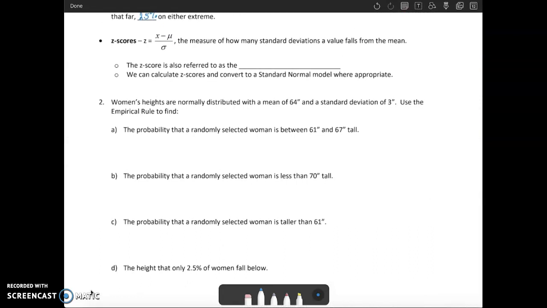Now, z-scores are calculated by taking the value that you observe minus the mean and then dividing that by the standard deviation. And all that tells you is how many standard deviations this value falls from the mean. The z-score is also referred to as the test statistic. It's really hard to say, test statistic.